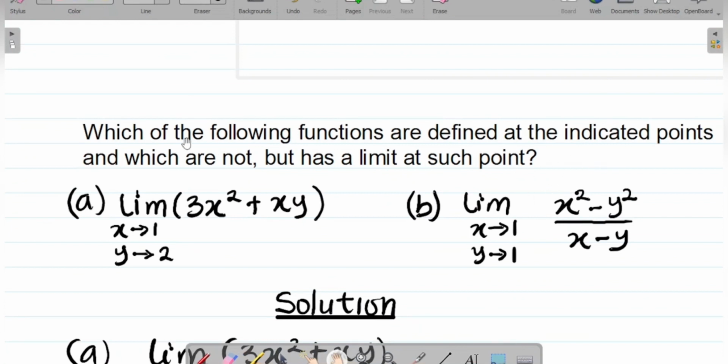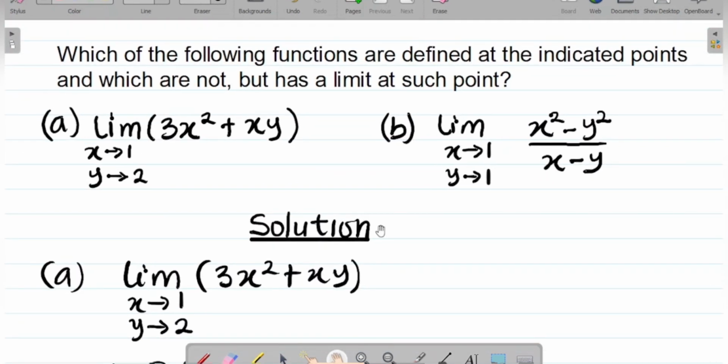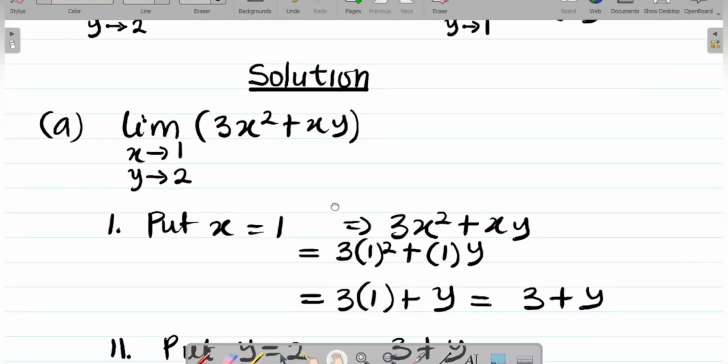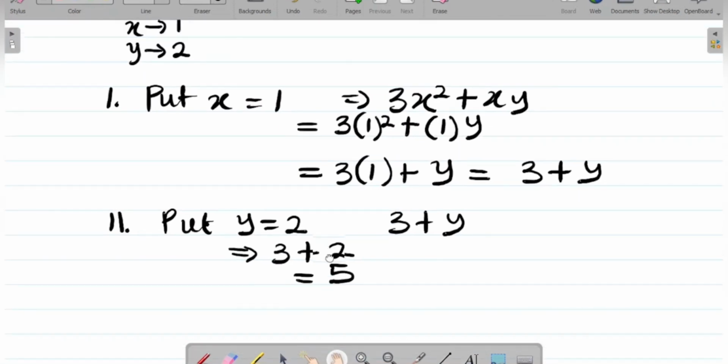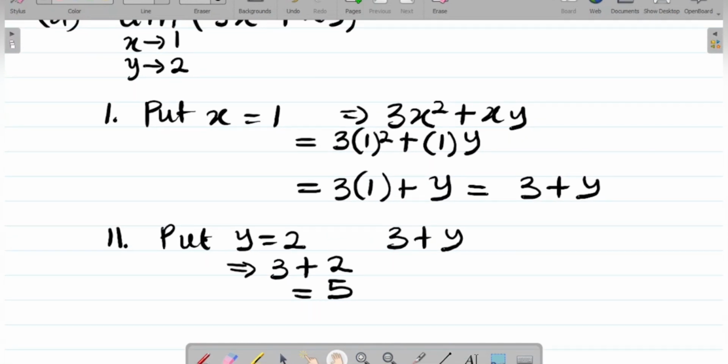So the first question was this. They said, which of the following functions are defined at the indicated points? So how do you know that a function is defined? The function is defined if I have a number as my final answer. Of course, not 0. In this case, my final answer is 5. That means we can say that the function is defined at that point. So hence we can say the function is defined at x equal to 1 and y equal to 2. We are saying it is defined because when I do my direct substitution, that means when I put x as 1 and y as 2, I had a number 5 as my final answer.